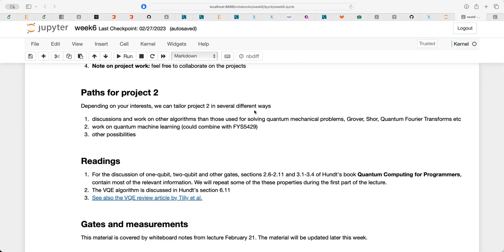Okay, so I want this second one to be much more open and something which you can define, which aligns more with your research. I know that some of you are more interested in actually making quantum gates and simulating systems with specific gates. That's another possibility. So just keep it in mind when you work on project number 1 and see if there are specific things you would like to do.